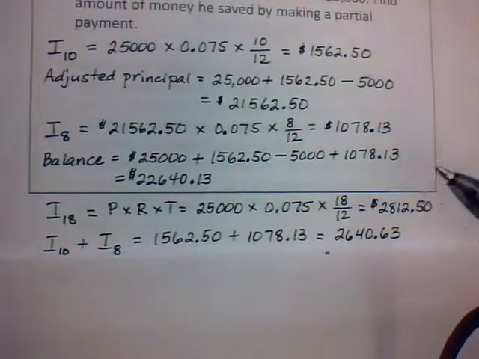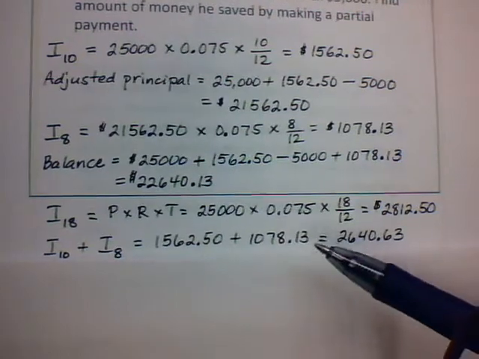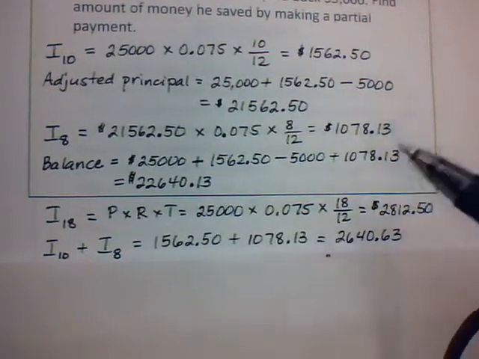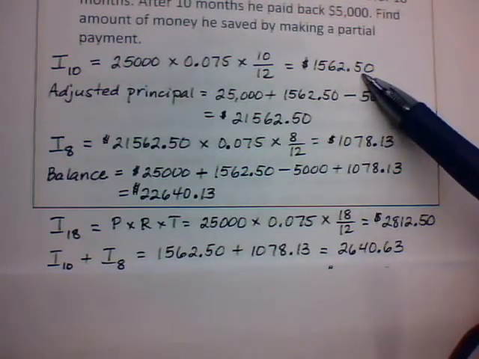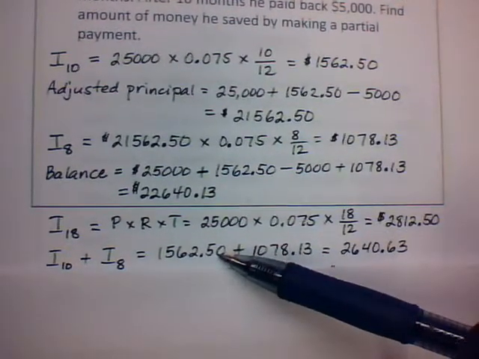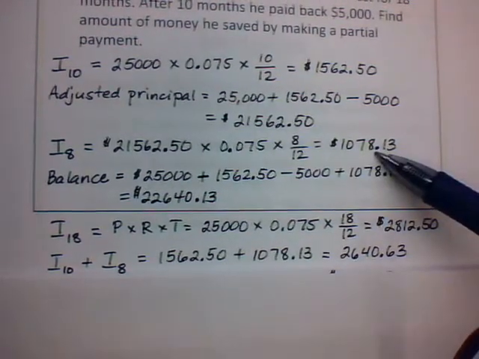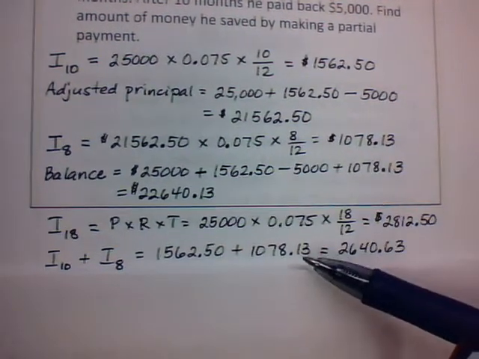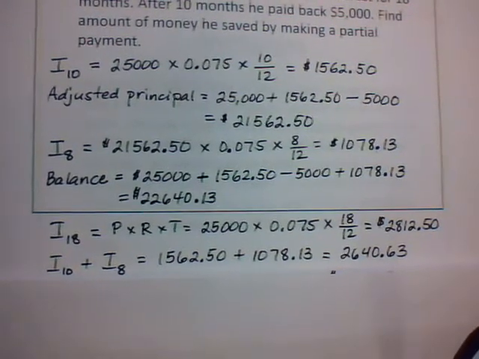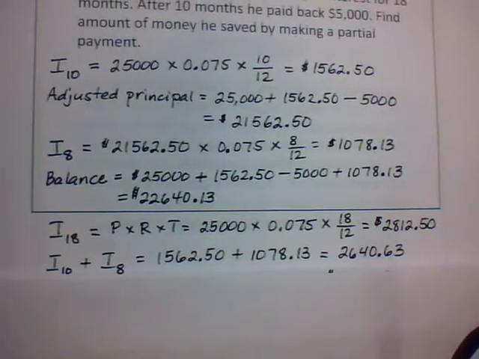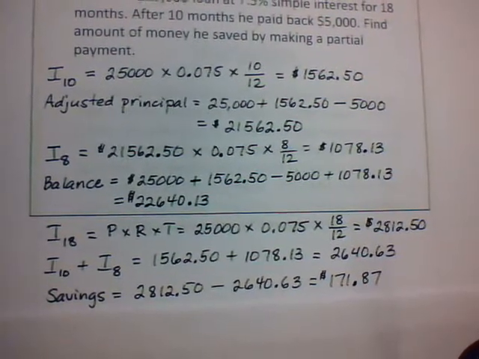Okay, now, what I have here is the sum of the interest that he paid for the first 10 months, and then the interest that he will have to pay for the remaining 8 months. We found that out to be $1,562.50 for the first 10 months. And then we'll add that to the $1,078.13 that we found out earlier for the remaining 8 months. Add those two together, you'll get $2,640.63.